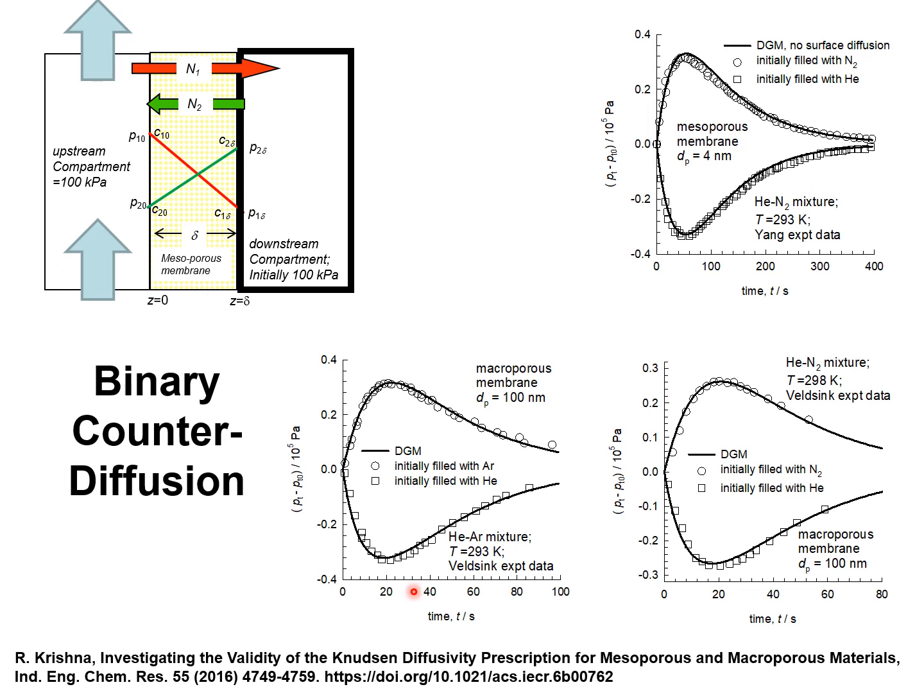Here we have experimental data for a mixture of helium and argon across a macroporous membrane of 100 nanometer pore size. The experimental data shown by the circles and squares are again found to be in excellent agreement with the dusty gas model prescription, accounting for molecule-molecule and molecule wall collisions, and the molecule wall collisions being quantified by the Knudsen prescription.